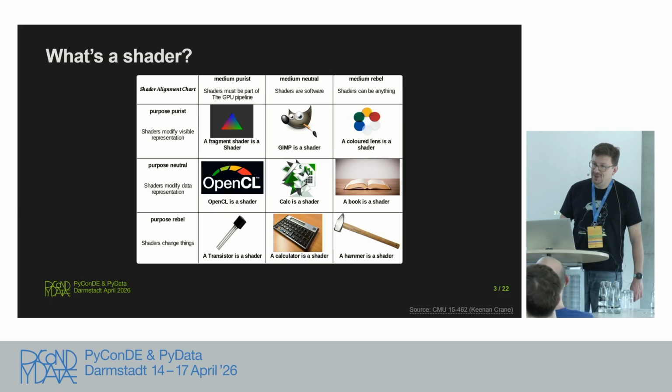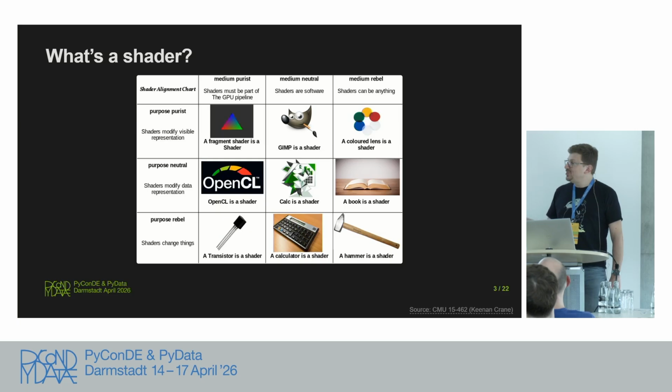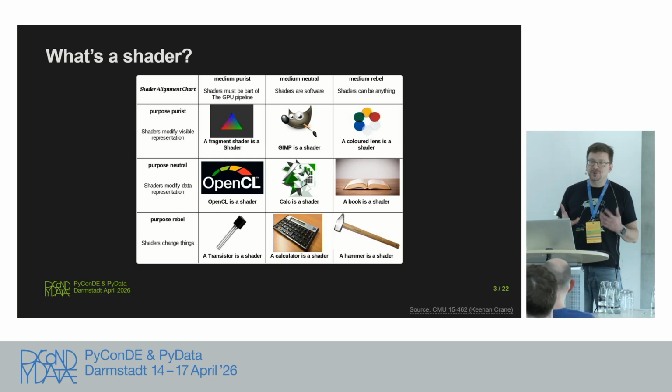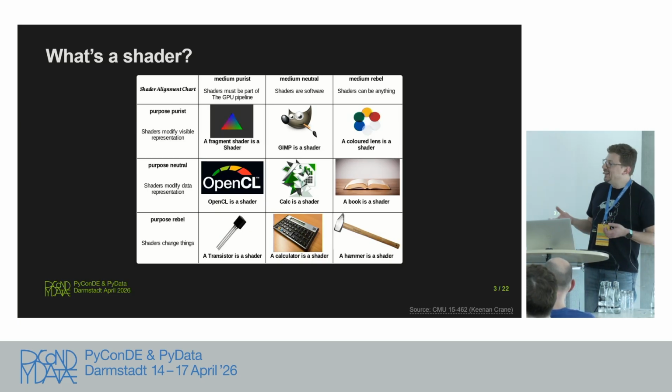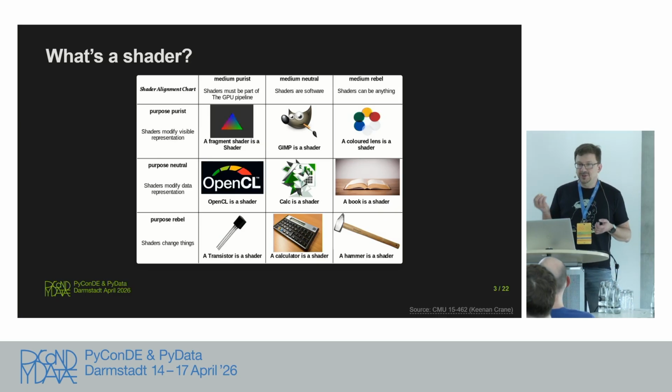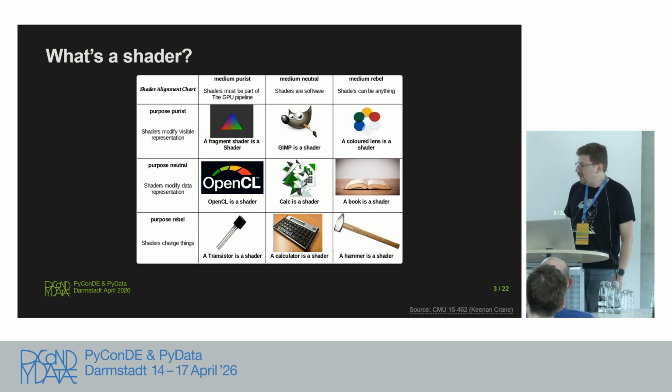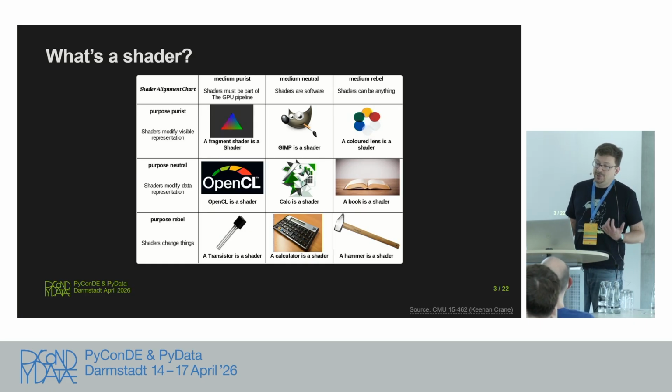What's a shader? So basically there are two intuitive definitions of a shader. On the one hand, it's a program that's used in a rendering pipeline to eventually compute the value of a pixel, either in real time or in offline rendering. On the other hand, a shader is something that's executed on a GPU.